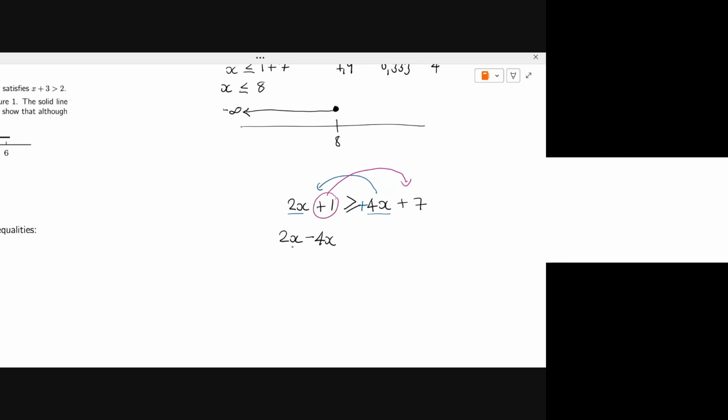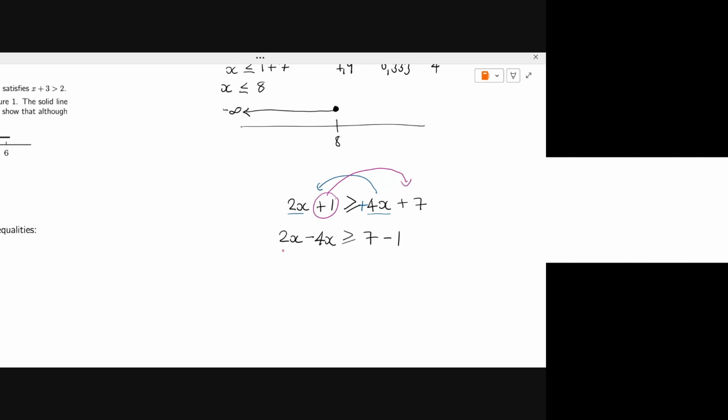So now I've got 2x minus 4x is greater than or equal to, what do I already have? What number do I already have on the right-hand side? 7. Yes, we still have the 7. So the 7 is already here. And then what comes over to this side now? It's positive 1. It goes over and it becomes negative 1. Good. So now we've got 7 and negative 1. Okay, let's do some quick math.